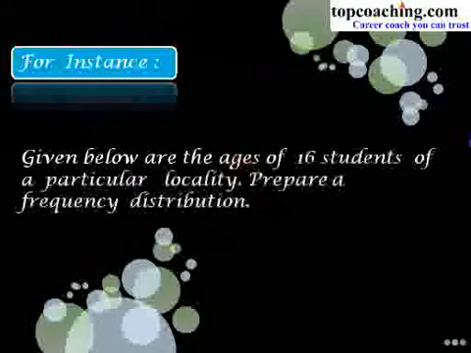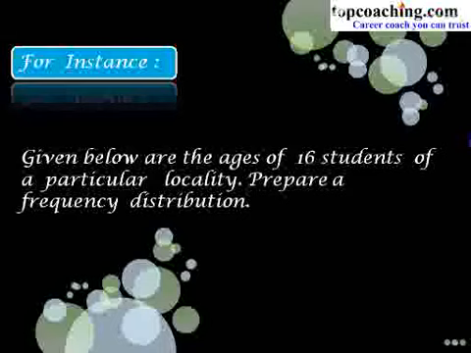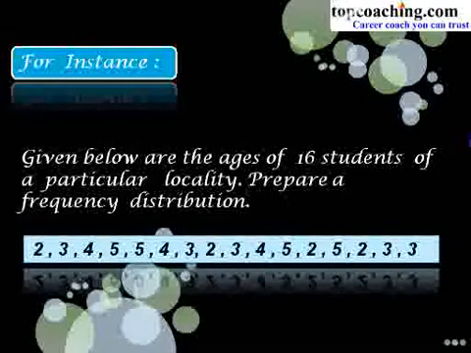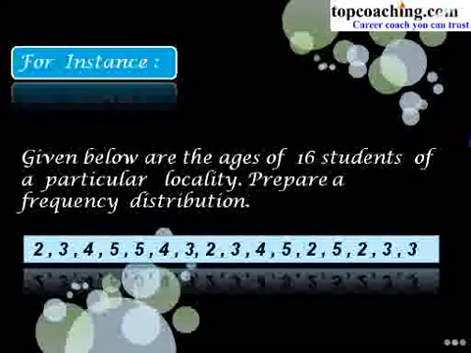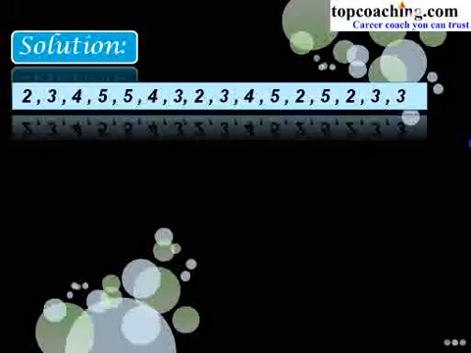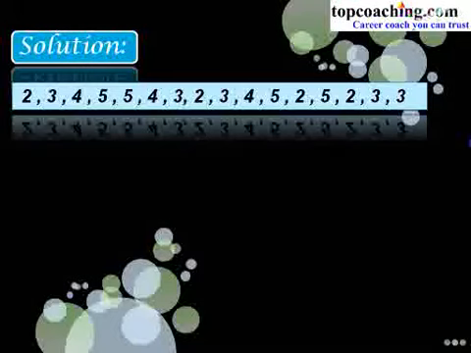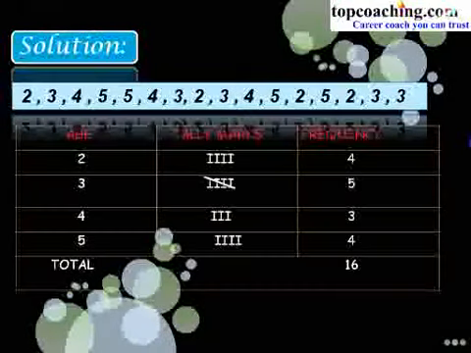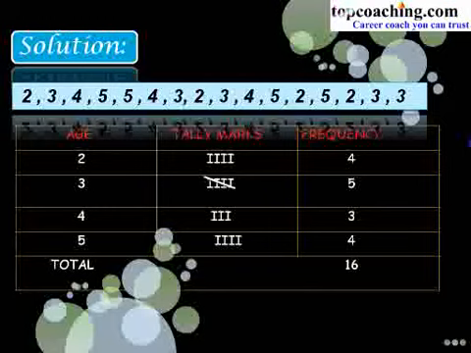For example, given below are the ages of 16 students of a particular locality. Prepare a frequency distribution. Here we have to make a frequency distribution table for 16 students whose ages are given. The ages are 2, 3, 4, 5, 5, 4, 3, 2, 3, 4, 5, 2, 5, 2, 3, 3. Now this is the final table which we have to make. But the question is, how do we make this table?